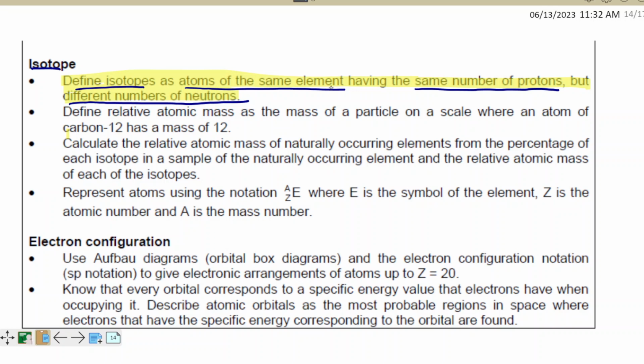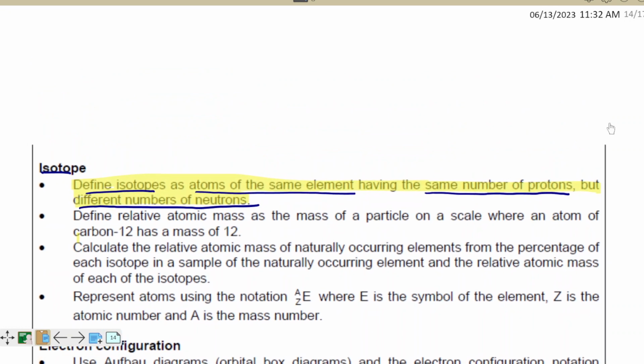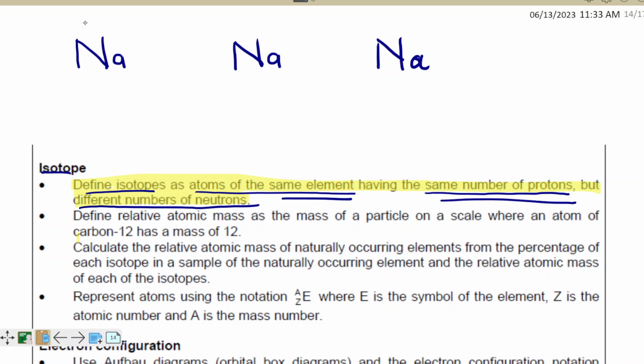For example, let's say we have sodium. This is sodium. This is sodium. This is sodium. It's like twins, right? So isotopes are twins. Now, the atoms of the same element have the same number of protons, so it has 11 protons, but a different number of neutrons.